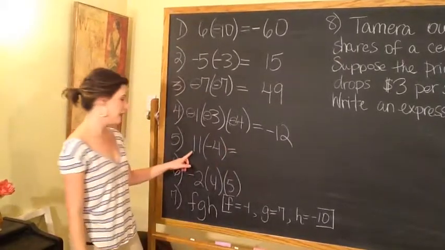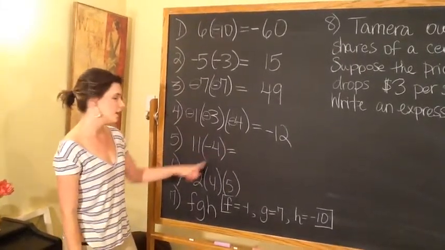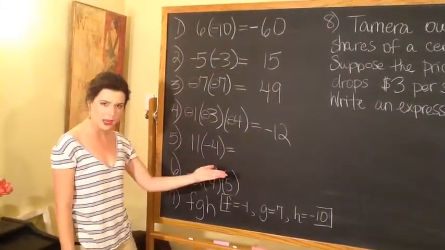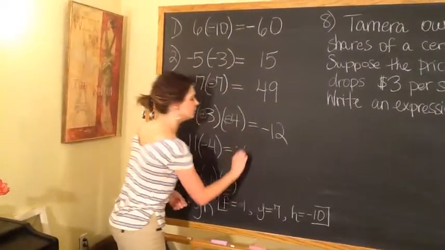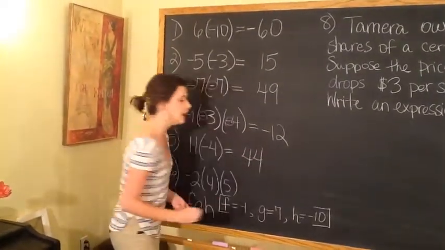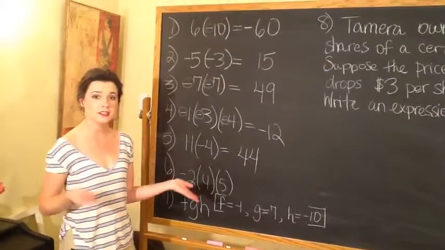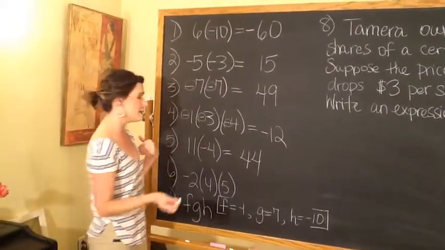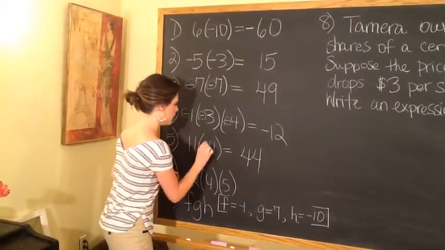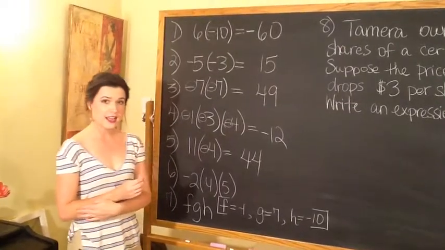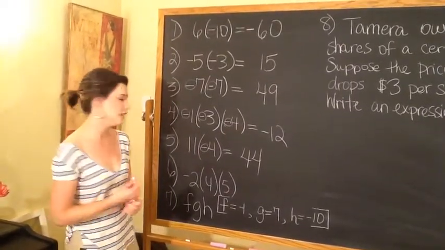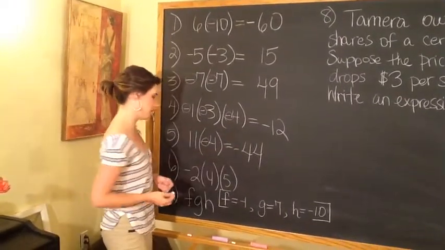We have 11 times negative 4. So first step, go ahead and multiply across. So 11 times 4 gives you 44. And then I need to figure out if my answer is going to stay positive or if it's going to be negative. So I'm going to count up the negative signs. I have one negative sign. And since 1 is an odd number, our answer is going to be negative.